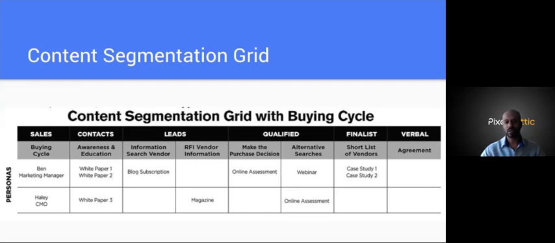So they are thinking, okay, I need to learn about this. So they're at an awareness stage. Then they're looking for information. So they're looking for vendors and searching for information. Then they might reach out to the vendor and request for information. And then finally, they get to the point where they can compare, contrast, and make that decision.